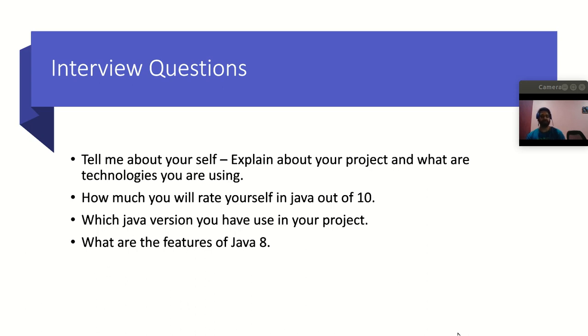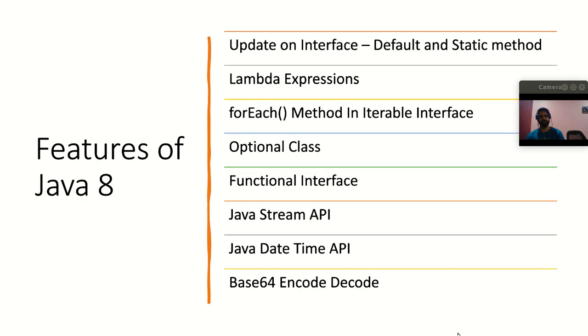There are some new features added in Java 8. There is an update on interface, which means default and static methods were introduced. Before Java 8, an interface contained only two parts. First, the private final variable, and second, the abstract method. Now with Java 8 you can add default and static methods also.